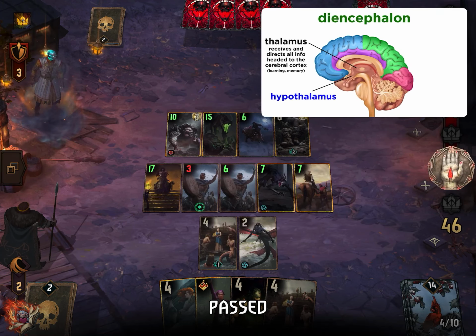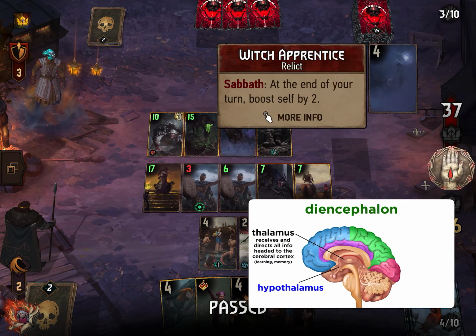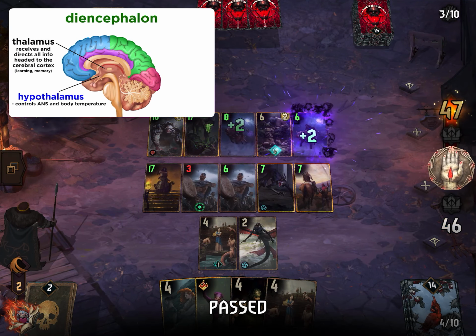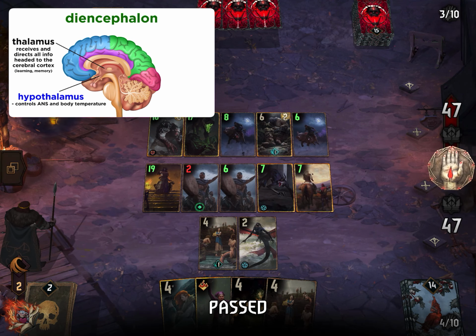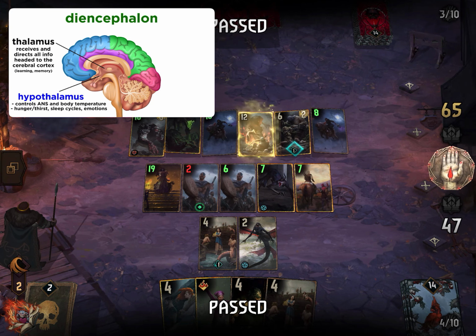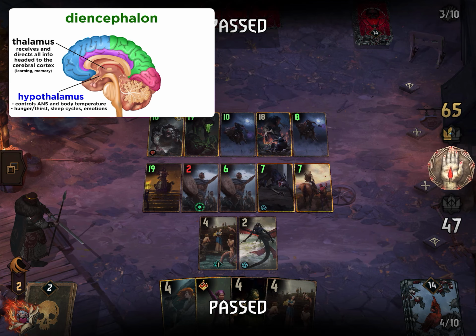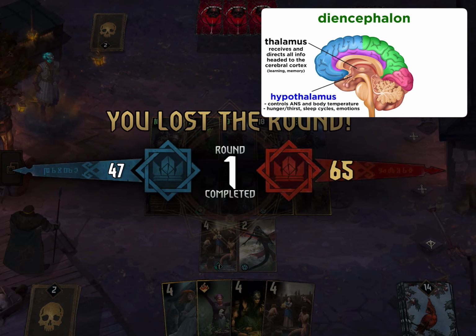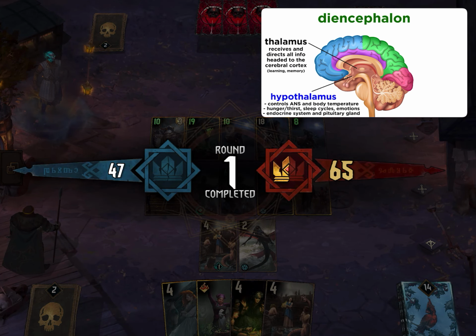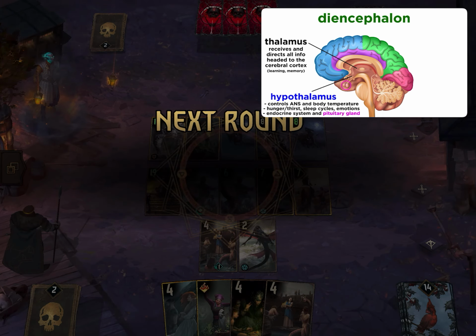The hypothalamus sits immediately below the thalamus. This controls the autonomic nervous system, regulates body temperature, hunger and thirst, sleep cycles, physical response to emotions, and the endocrine system. It also houses the pituitary gland.